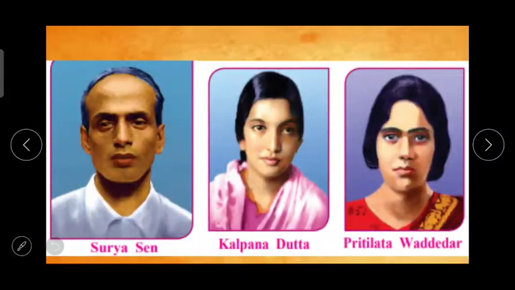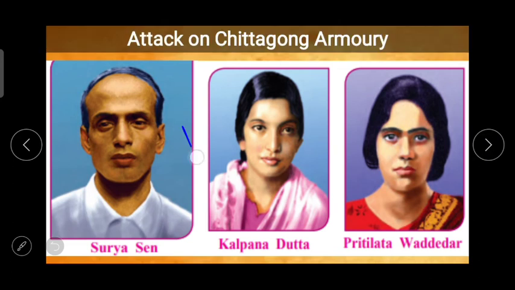On 16th February 1933, Surya Sen and some of his associates were captured by the police. Surya Sen and his 12 associates were given the death punishment. Kalpana Datta was sentenced to life imprisonment.